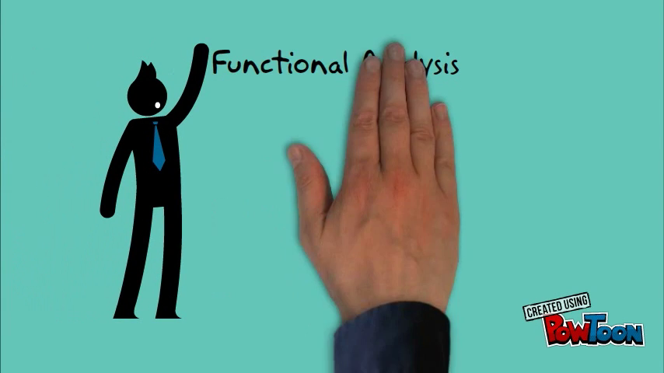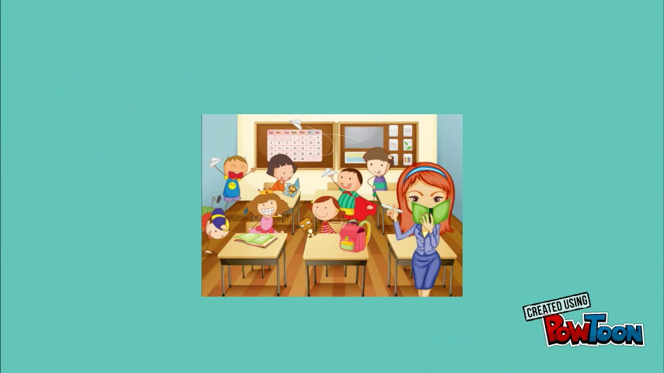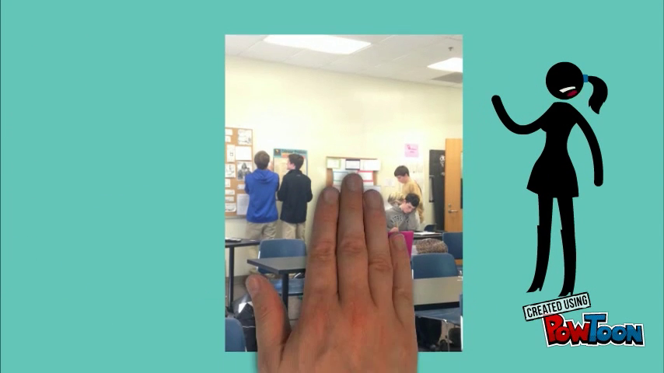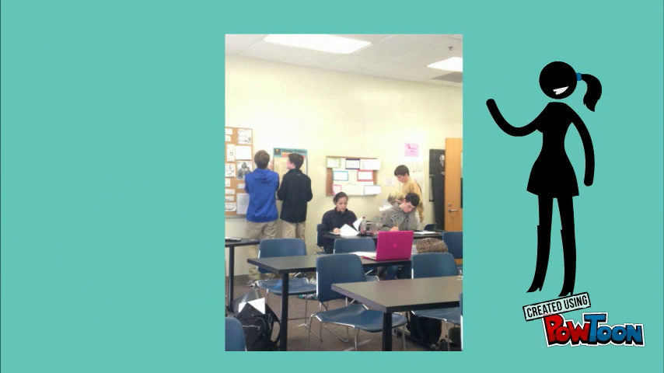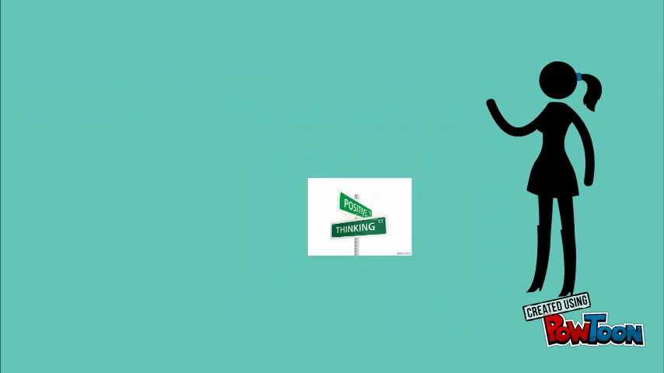Functional analysis is the strategy used to identify antecedents and consequences that influence behavior. For example, Todd's abusive behavior is likely to happen during class discussions because of the attention that Todd received during the outburst, which was reinforcing.